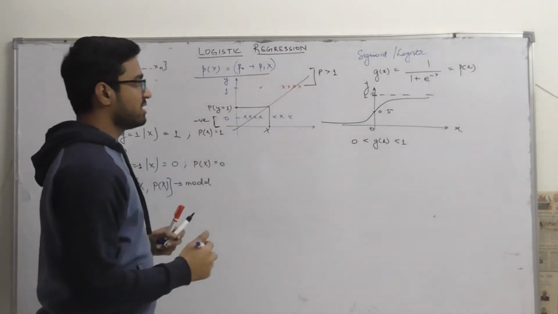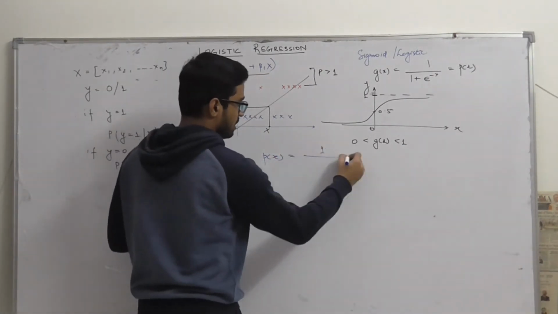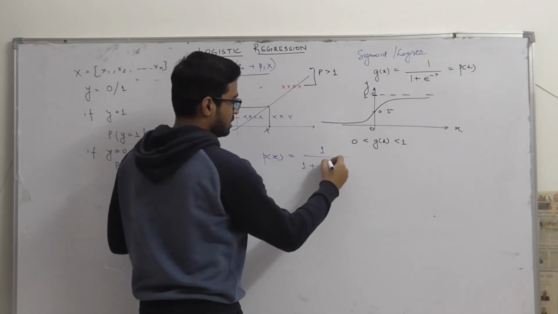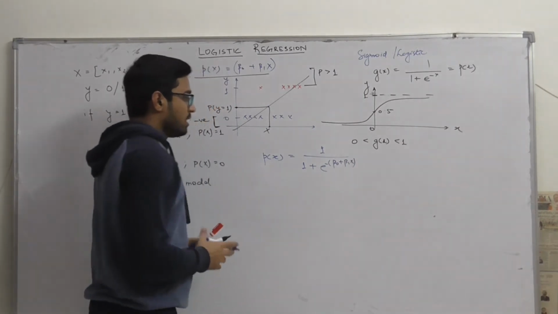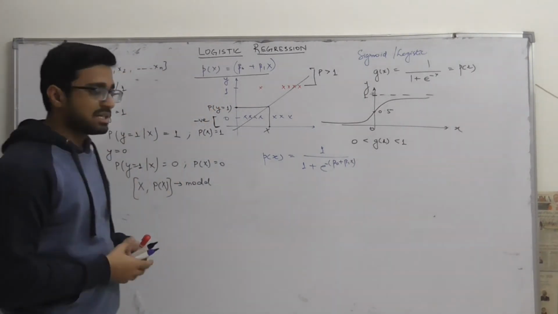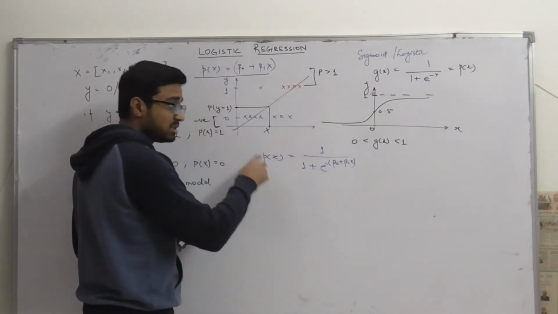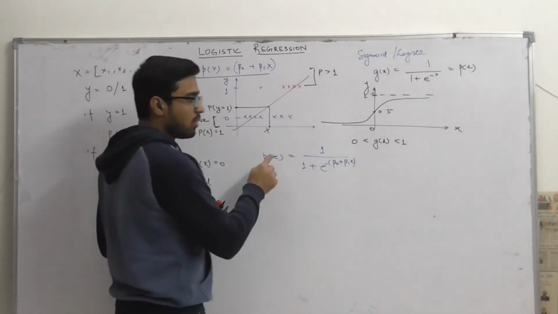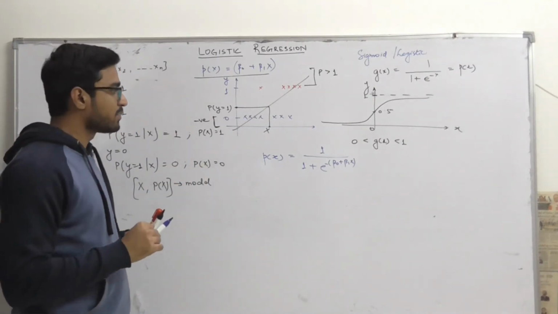So what we do is put this linear formula into the logistic function, and we obtain the probability of x as 1 upon 1 plus e to the power minus (beta naught plus beta 1 x). This is how logistic regression works. This is the probability of x, and we can be sure that this probability will always range between 0 and 1.